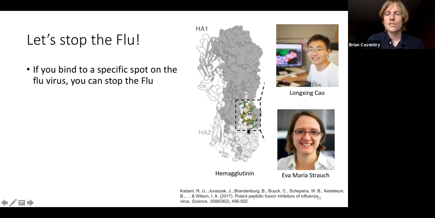And there's this conserved loop down here that if you can bind there, you can neutralize the virus. And there's various hemagglutinins with the flu, you know, H1N1 specifies a hemagglutinin 1, neuraminidase 1. So H1 had been tackled already. We were trying to bind to H3.